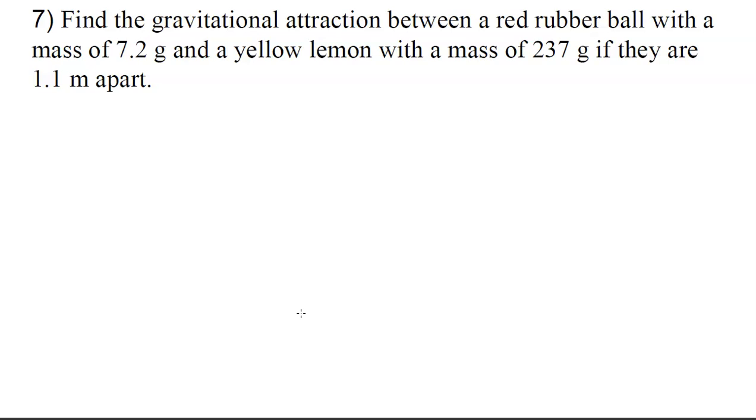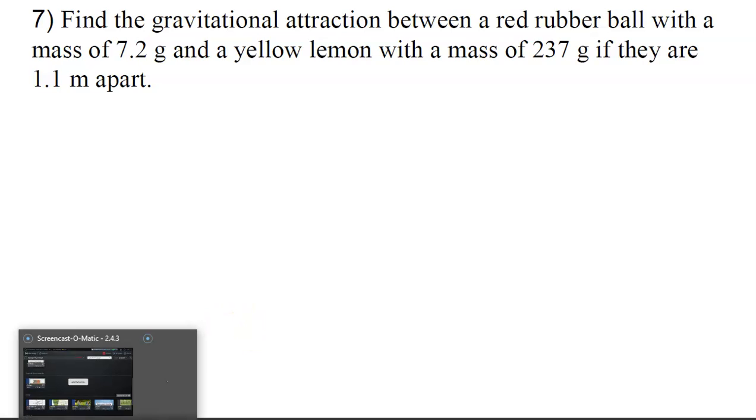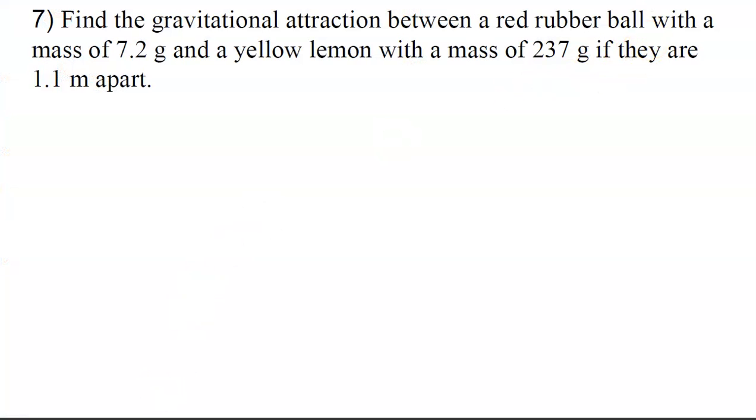Number 7, find the gravitational attraction between a red rubber ball and a yellow lemon. All right. Remember that any 2 things with mass are going to pull on each other. So we'll put in the red rubber ball right there, and I've got a nice yellow lemon over here. Kind of hard to see because it's yellow, and yellow, as bright as it is, just doesn't stand out well on the white.